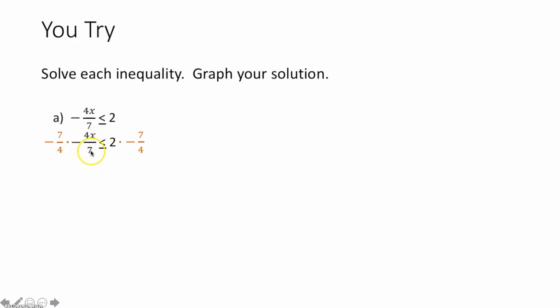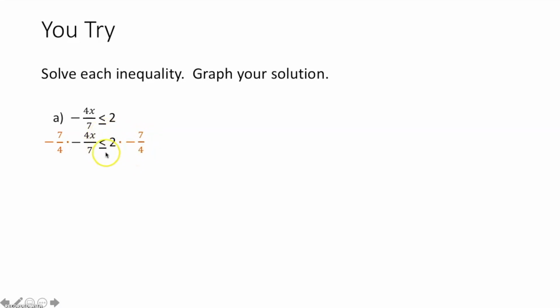I multiply this 4 times 7, get 28. So 28x over 28 is going to cancel out. Perfect. Over here, 2 times negative 7 over 4. Again, if you don't know how to multiply a fraction by a whole number, what you do is you take this 2, make it 2 over 1. That way, you multiply the 2 times the 7 in our numerator, you get 14. Multiply the 1 times the 4 in our denominators, you get 4. And then a positive number times a negative number makes it negative. So it's going to be negative 14 over 4.